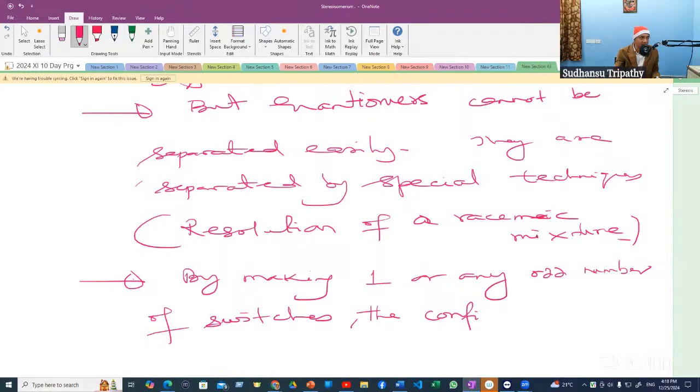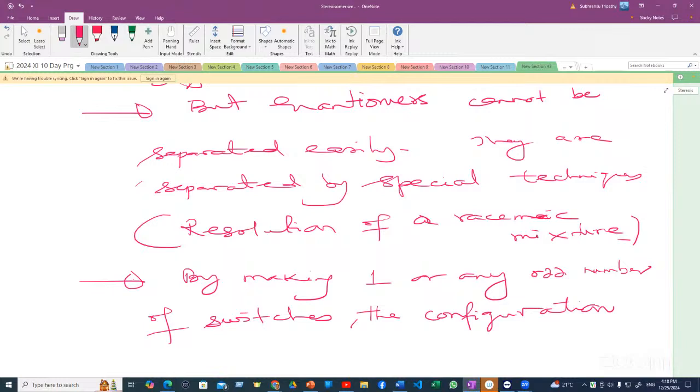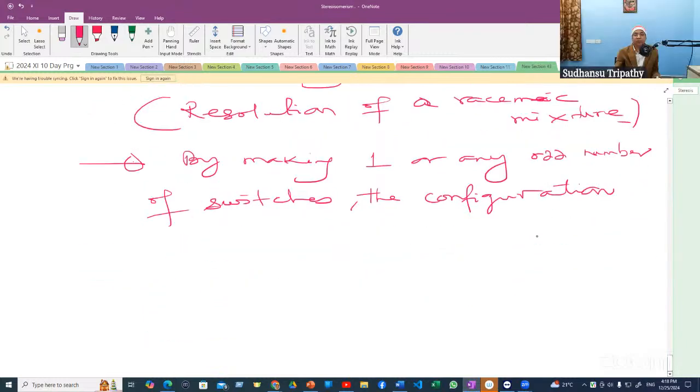What shall I write here? The configuration will change. That is called inverted configuration, and this phenomenon is called inversion of configuration.